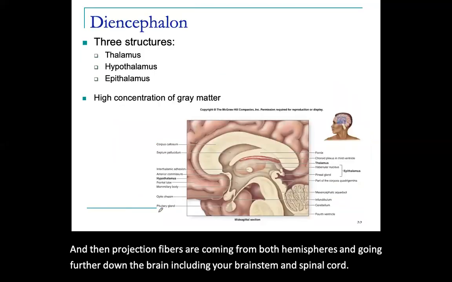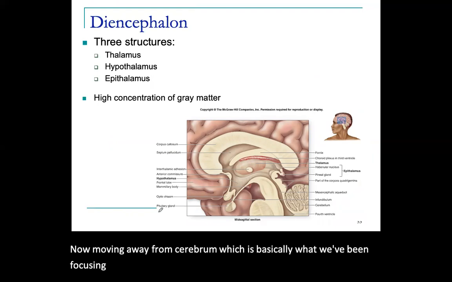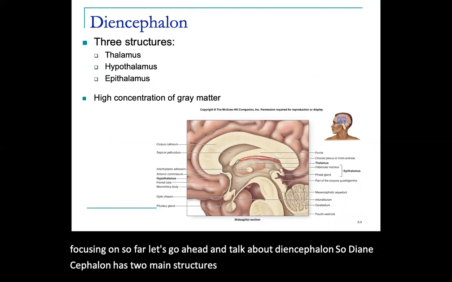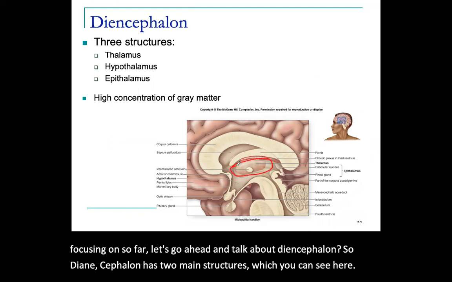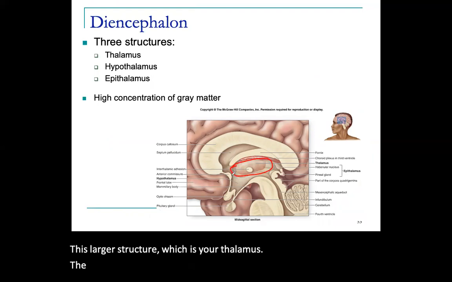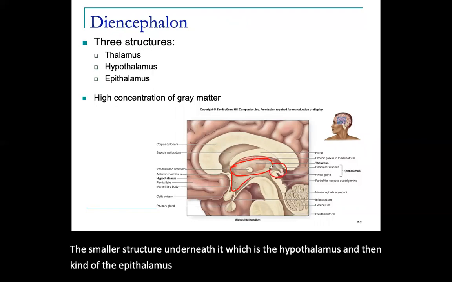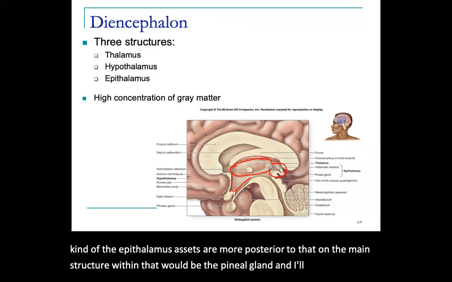Now, moving away from the cerebrum, which is basically what we've been focusing on so far, let's talk about the diencephalon. The diencephalon has two main structures, which you can see here. This larger structure is your thalamus. The smaller structure underneath it is the hypothalamus. And then there's the epithalamus that sits more posterior to that, and the main structure within that would be the pineal gland. I'll talk about that in just a moment.